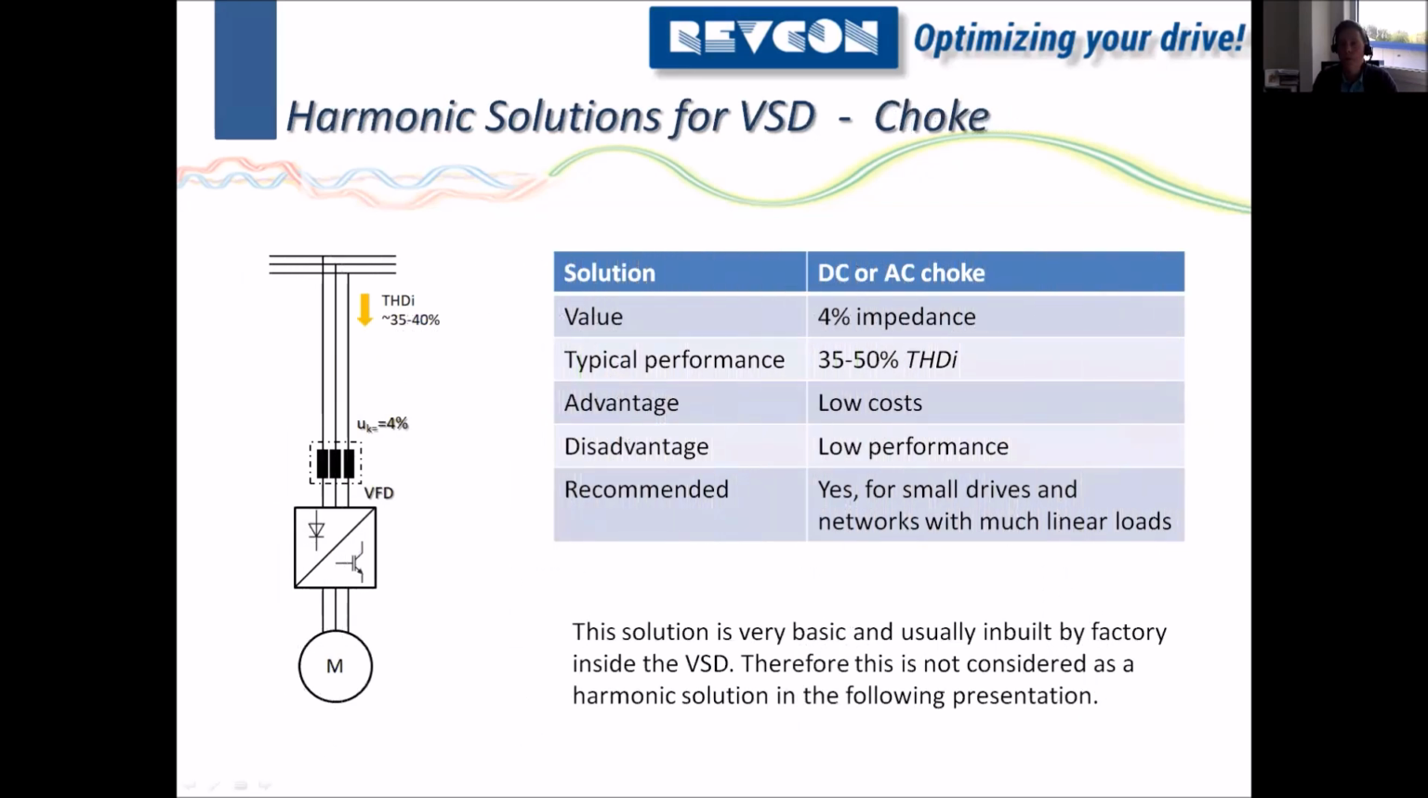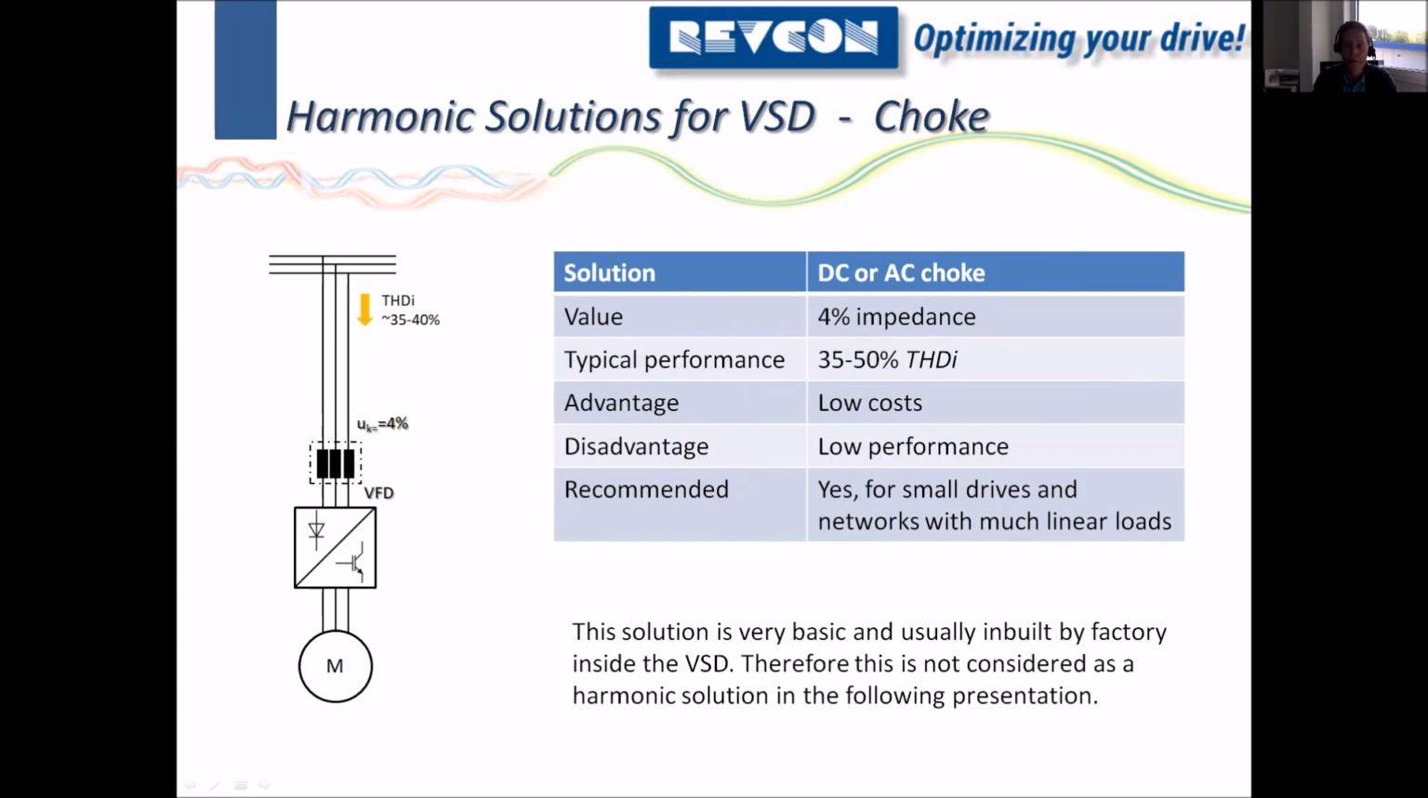Okay, so let me give you a quick overview of the advantages and disadvantages of these different technologies. Looking at the first one, the simple impedance line choke or DC choke, this is obviously low cost because it's only a choke installed. It will get rid of a big part of the harmonics. If you remember the picture from the first chapter, we will get down the harmonic distortion from above 100% down to 35, 50%, whatever kind of value you have inside the choke. But you will get rid of a big part of the harmonics.